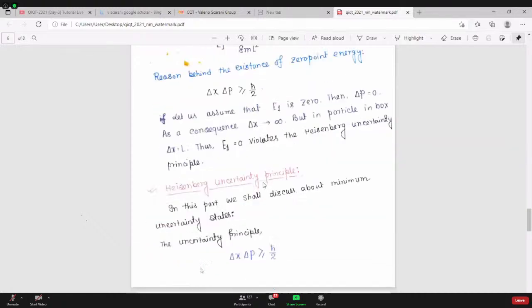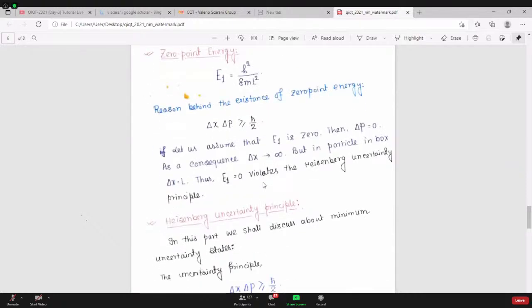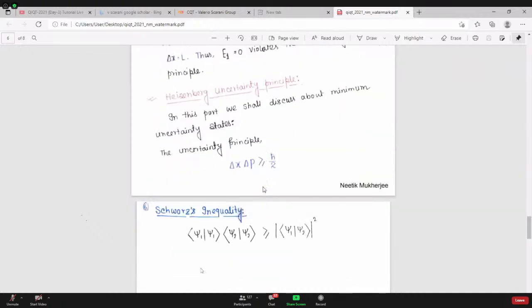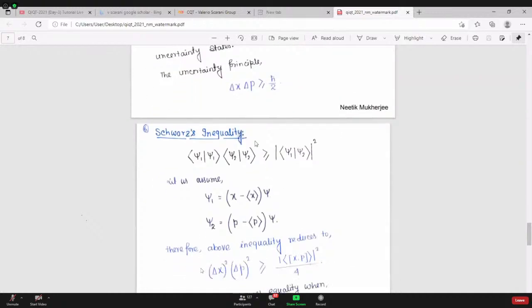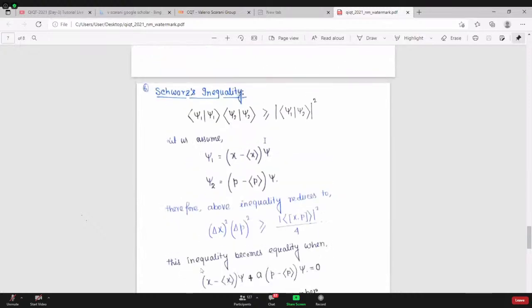Okay, now I'm proceeding. Our objective is to find the state or function which obeys the equality condition. To do this, we need the Schwarz inequality. What does the Schwarz inequality say? It says that the overlap between wave functions is always less than or equal to the product of the overlaps of themselves. That means you have a wave function.